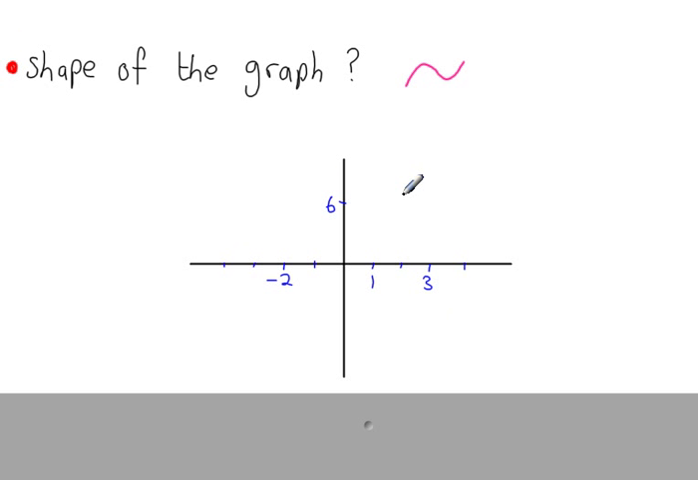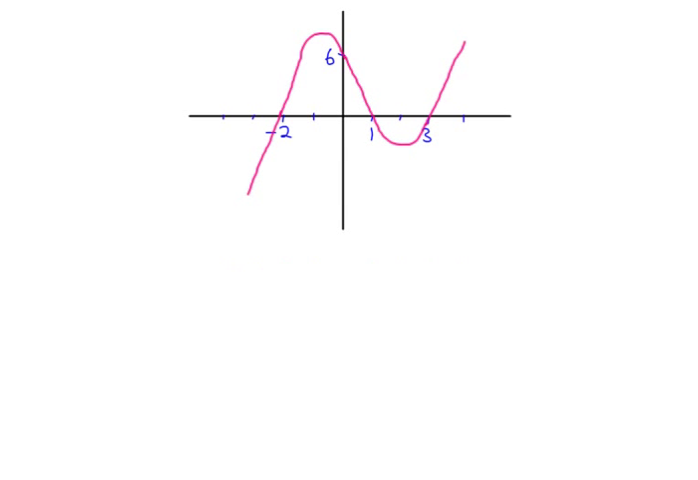So draw some axes, marking the key values there. So these were the roots, minus 2, 1 and 3, and the y-intercept which was 6, and we want to try and fit this curve to these points. And this is the graph that we get, something similar to this.